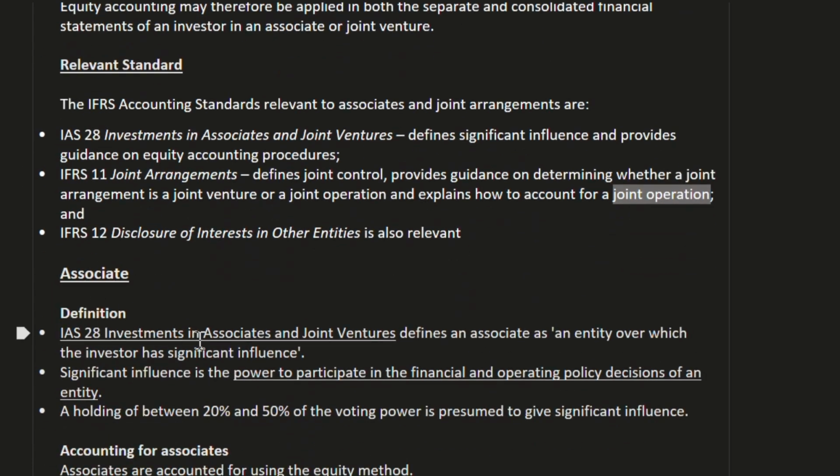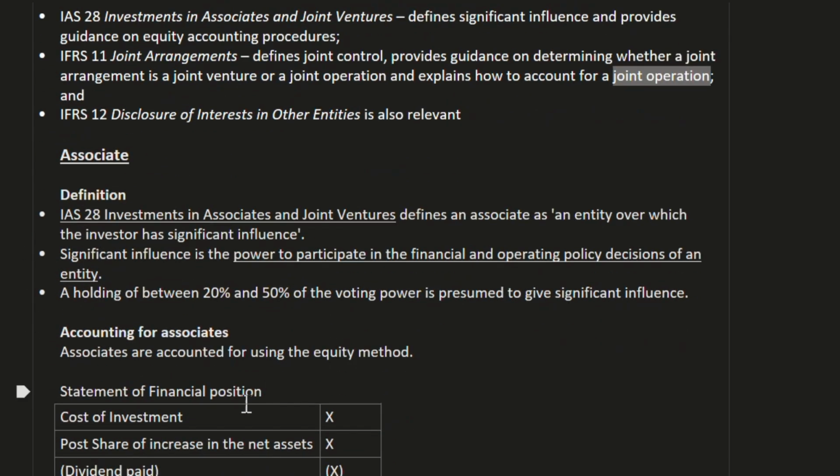Now associate. Definition: IAS 28 Investment in Associates and Joint Ventures defines an associate as an entity over which the investor has significant influence. Significant influence is the power to participate in the financial and operating policy decisions of an entity. A holding of between 20% and 50% of the voting power is presumed to give significant influence.